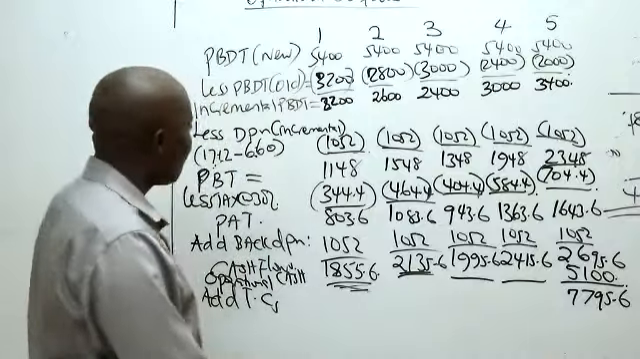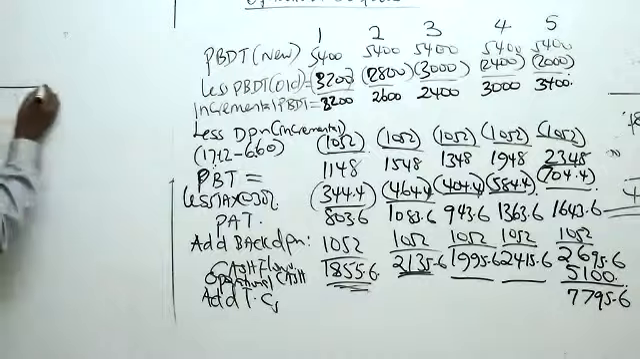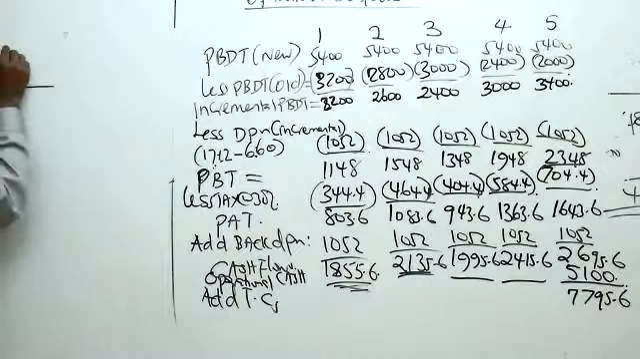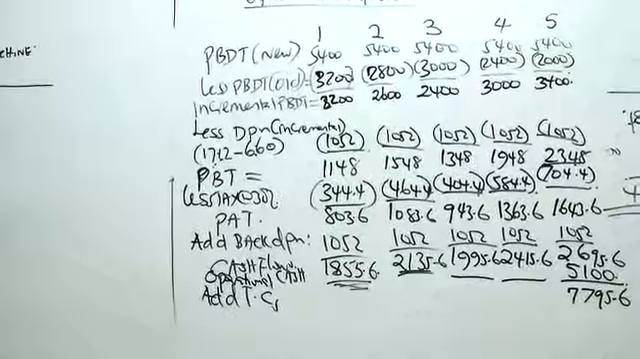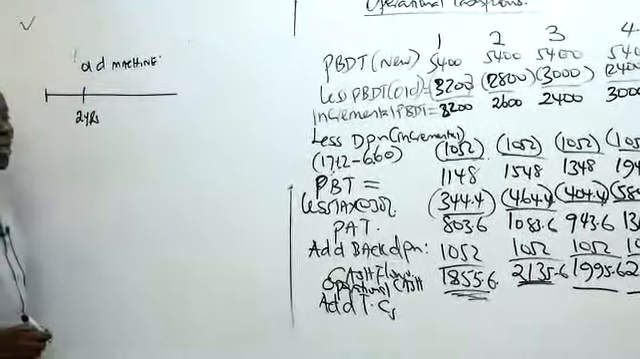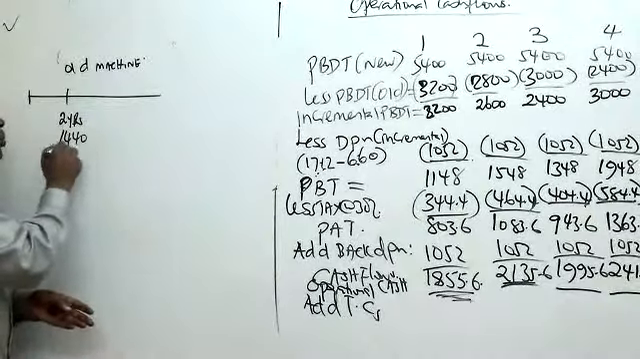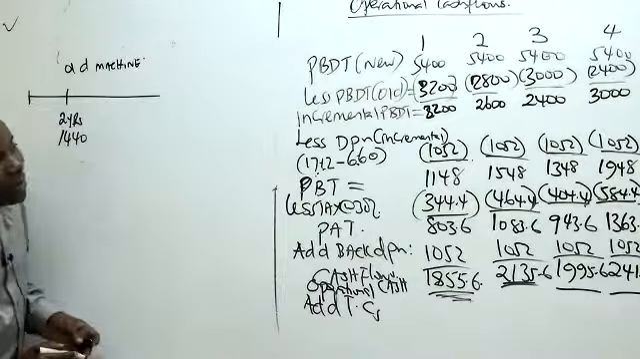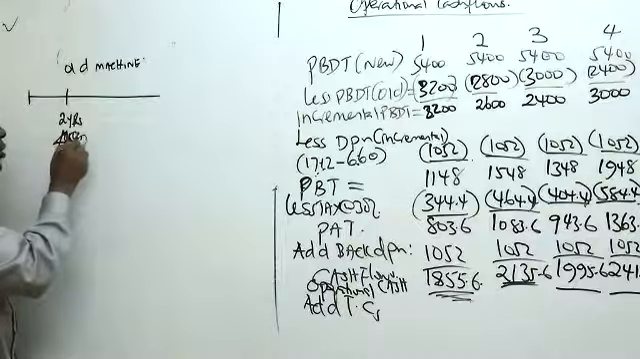How do you get the figure of 660? The figure of 660, we had our old machine. We had stayed with it for 2 years. And remember, for these 2 years, we were charging depreciation normally, and we were able to get a net book value of 4,800.